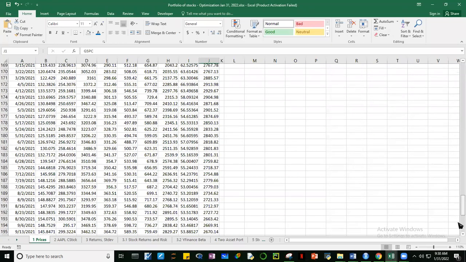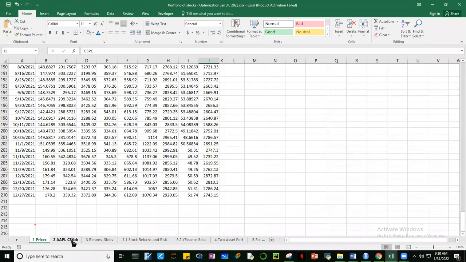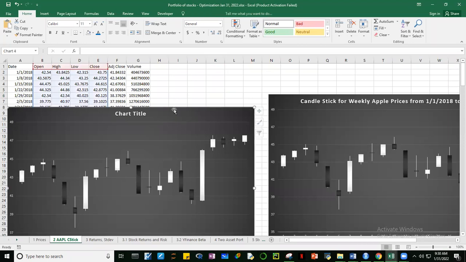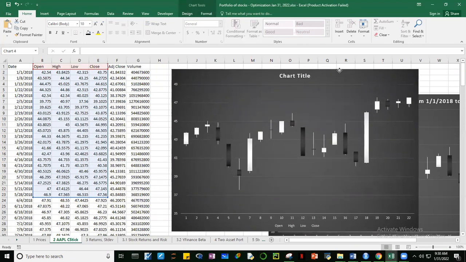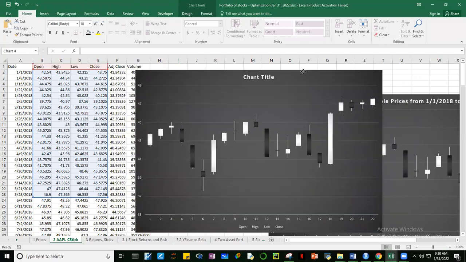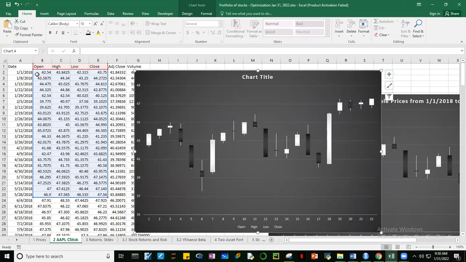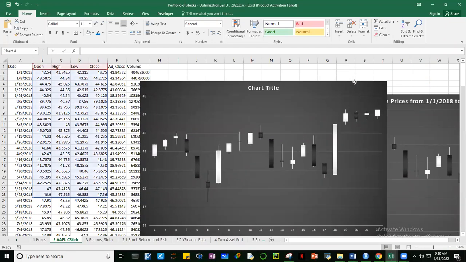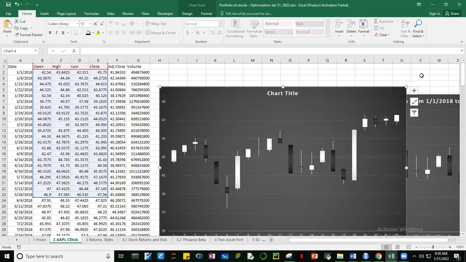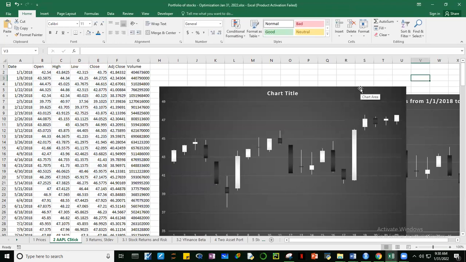So we did that last time, and we learned how to plot Apple. In this case, we use Apple prices, and we learned how to plot the open, high, low, close of the stock using Excel's stock graph provision for stocks in Excel.